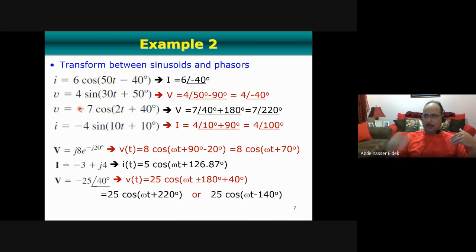You can add either positive or negative 180 degree. So the amplitude is 7 and the phase is 40 plus or minus 180 degree. Here I equal negative 4 sine. Okay, so again the amplitude is 4 and the phase equal what? Since this one is 10, so it is 10, and you have sine. Okay, sine is plus or minus.